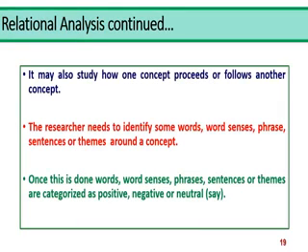Relational analysis may also study how one concept precedes or follows another concept. The researcher needs to identify some words, word senses, phrases, sentences or themes about a concept. Once this is done, words, word senses, phrases, sentences or themes are categorized as positive, negative or neutral. So these are the things in which their relationship is explained, and accordingly they are studied as either positive, negative or as neutral.